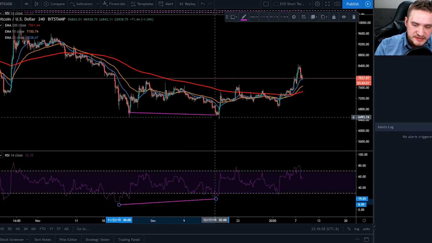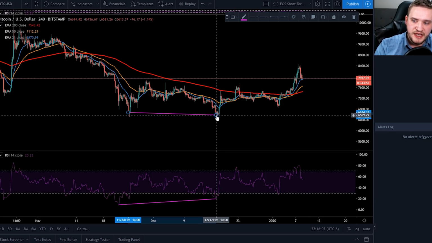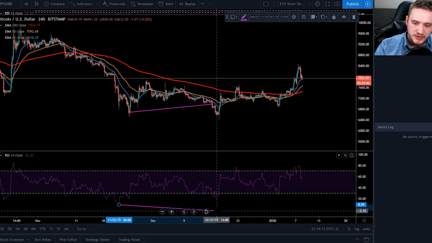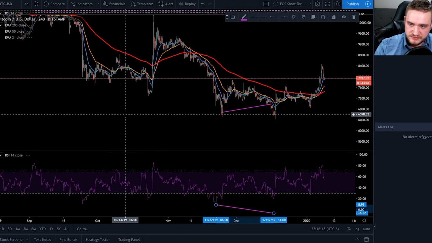So a continued bullish divergence or hidden bullish divergence is just when you're making a higher low on price, but a lower low on RSI. So let's go ahead and find an example of it.